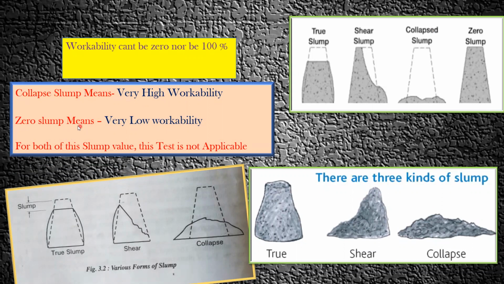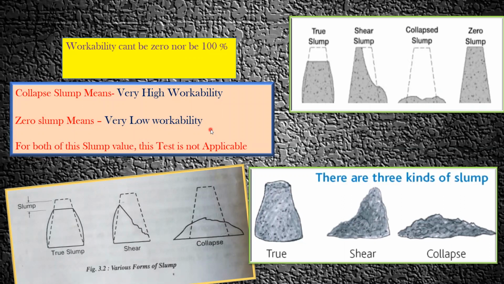And what do you mean by zero slump? When we have very low workability, there is no workability at all. The moment you pour the concrete, it is going to stay in the same position. It's not going to flow on its own. So we measure that in terms of zero slump. Hence zero slump means very low workability.